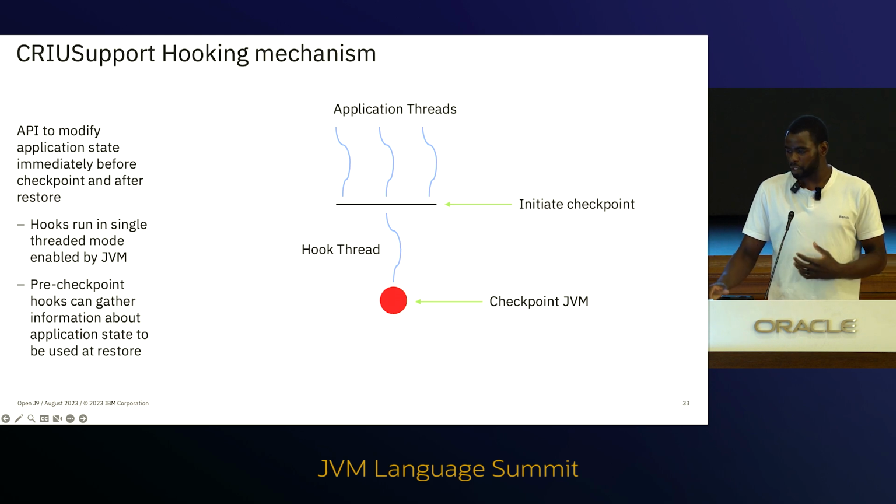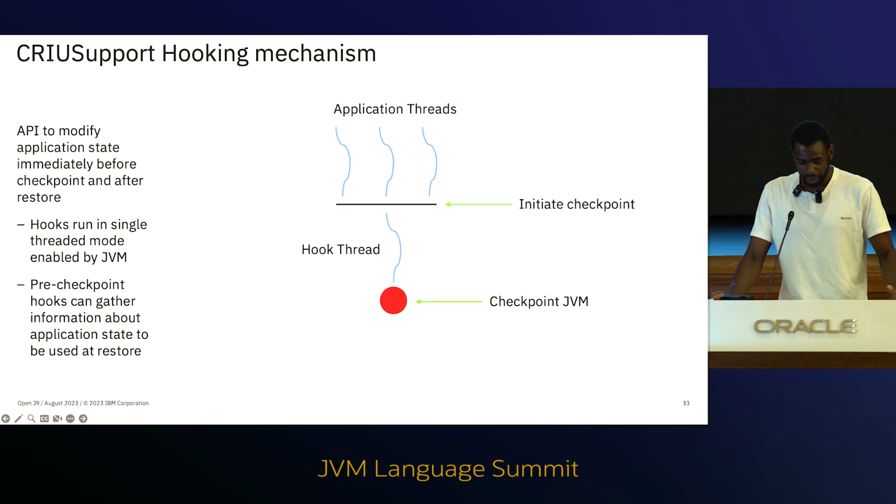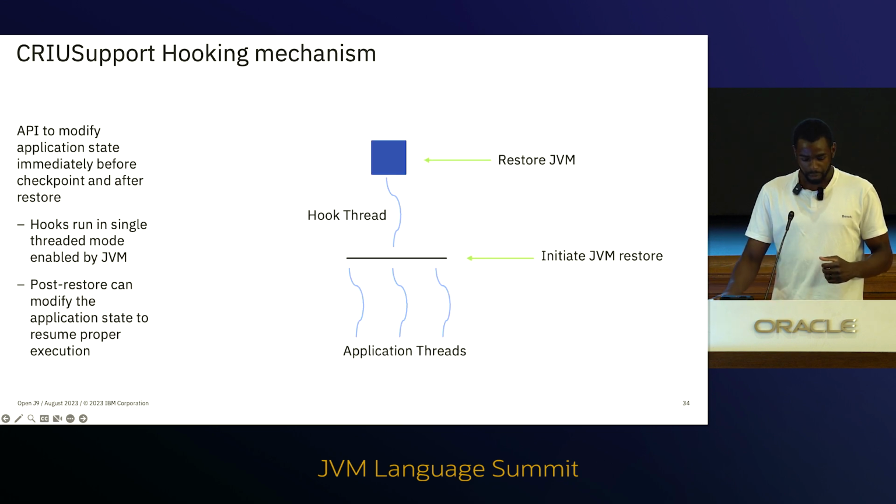And the way it works is the JVM, when a checkpoint's initiated, will halt all application threads, and then it will run the hooks in a single thread fashion. And these could be to close certain OS resources, file handles and sockets, and then perhaps record all the instances that you want to fix up on restore. And then once the restore is initiated, the JVM can fix up all the things in a single threaded fashion. We do that for certain things. And then after that, all the application threads are resumed.